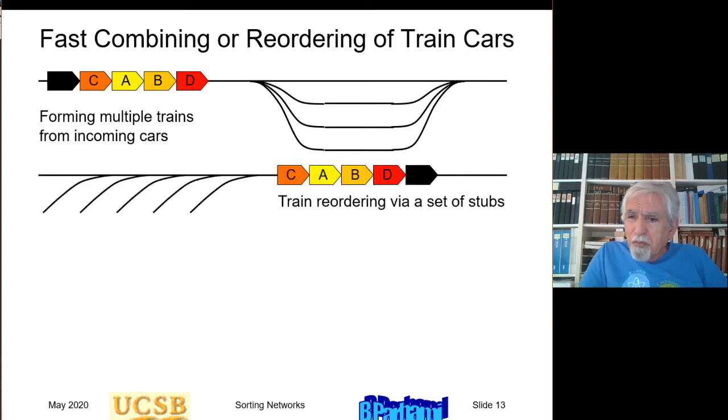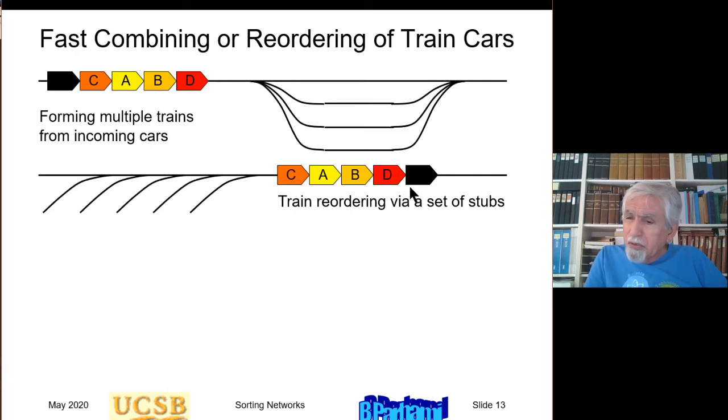We can also have multiple stubs, and the same principle applies. So I want the engine to pull A first, so I push C into the siding. I push A into the siding. I push B into the same siding where C was because B and C are already in order there. Then I push D into another siding, and then I pull them out in the order that I want. Pull A out, then pull B and C out, then pull D out.